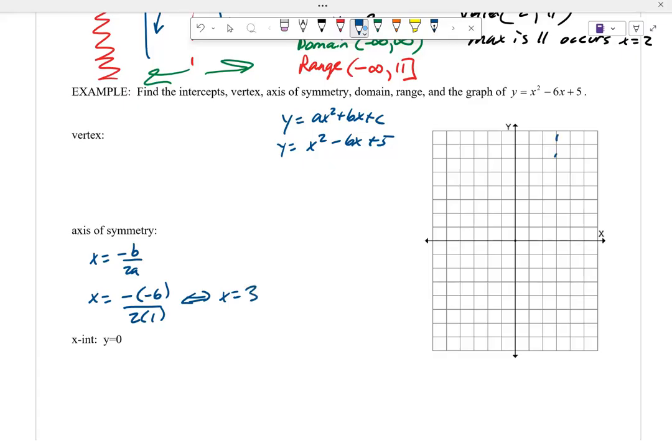1, 2, 3. So we know the vertex is on that imaginary line. So the vertex is 3 something. Let's plug it into the equation and find the y value. We got 9 minus 18 is negative 9 plus 5 is negative 4. So I got (3, negative 4) is our vertex.